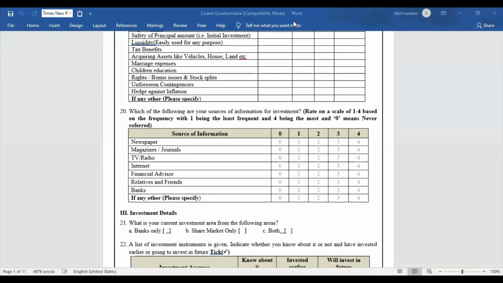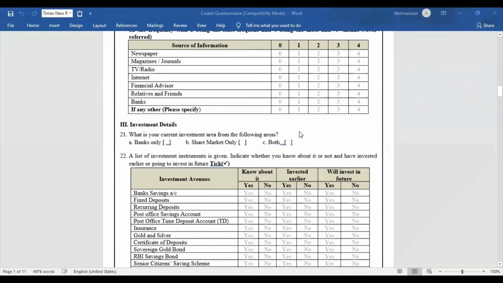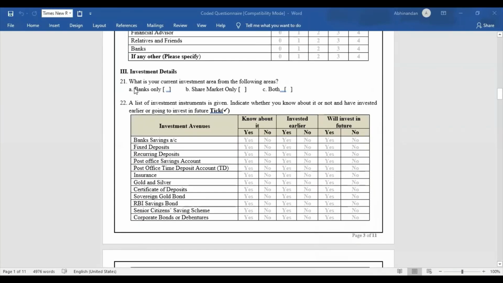Rating scale and Likert scale are always interval scale data. Question 21: What is your current investment area from the following areas? Which type of question? Nominal, yes, nominal data.